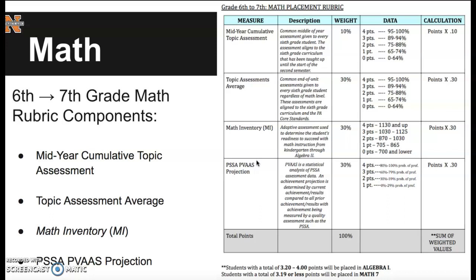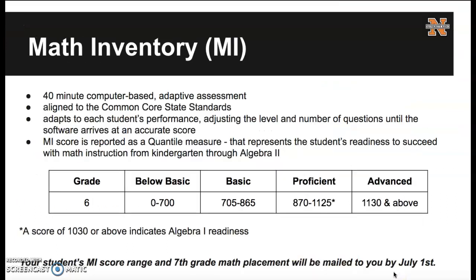If your student does not have PSSA data, we will adjust the rubric for your student to compensate for the missing data point. Please note that the sum of all the weighted values is used to determine the student's placement. A score of a 3.2 to a 4, the student will be placed in Algebra 1. Less than a 3.2, the student will be placed in Math 7.